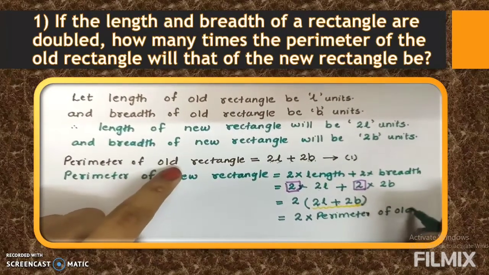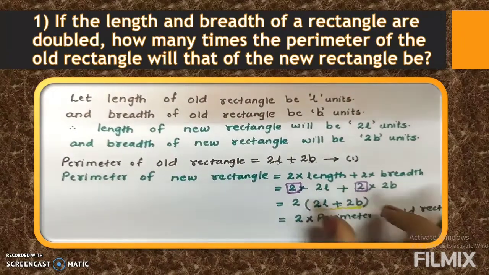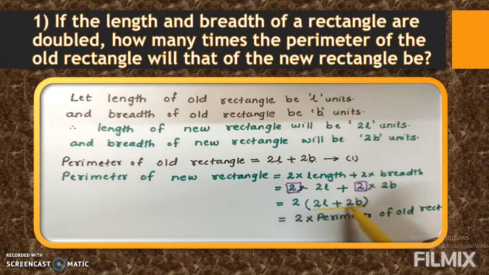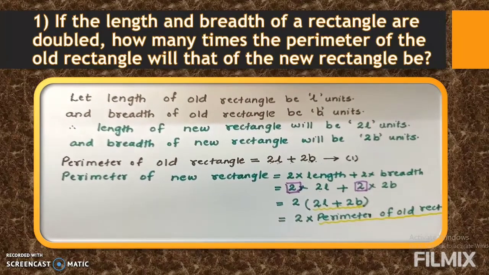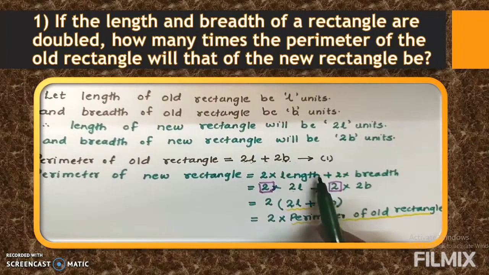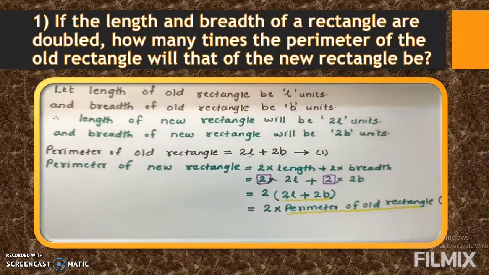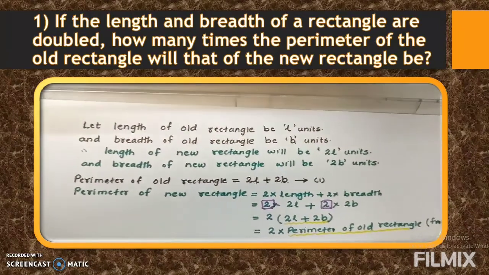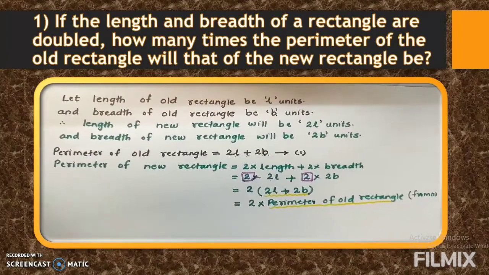Now from where did we get this change we wrote? Now see, instead of this 2L plus 2B I wrote perimeter of old rectangle. This I wrote from where? This I wrote from equation number 1. So here we will write from 1. This change we have done from equation number 1.